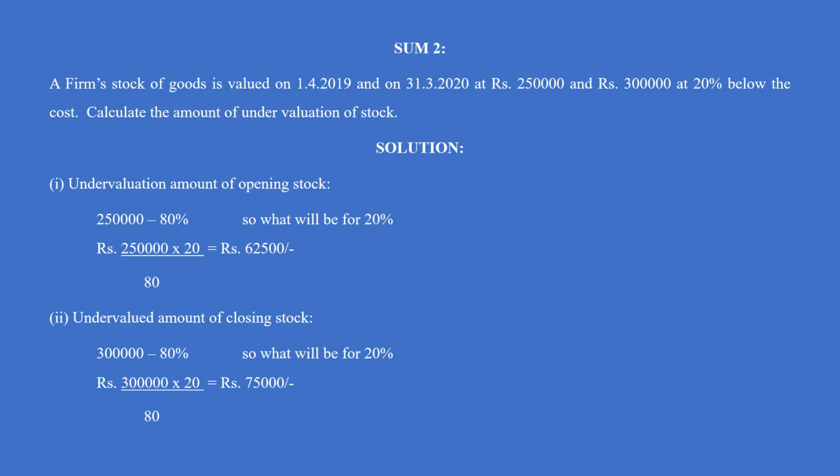Now come to the closing stock. Closing stock is given at 3 lakhs, and there also we know that it is at 80%. So 3 lakh is 80%. So what will be 20%? So 3 lakh into 20 divided by 80. That will give you the value of 20%, which is going to be 75,000. So these are the values of the undervalued stock, which is going to come under the head business income.